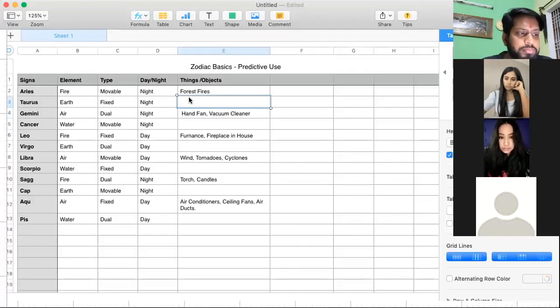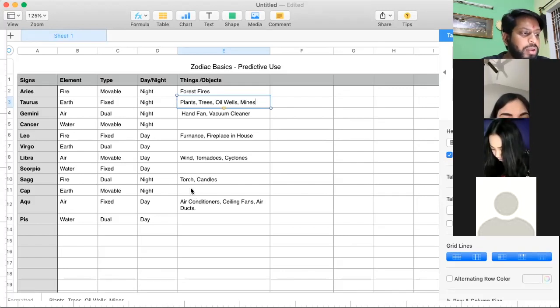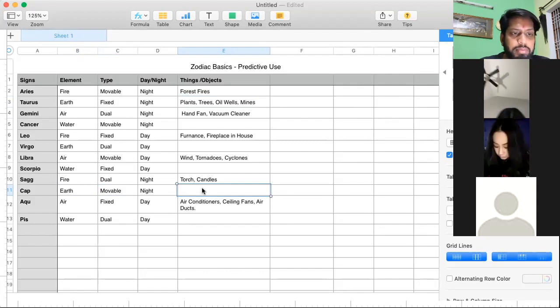Anything which comes out from the earth, or anything related with earth, like plants and trees. So earth sign, fixed sign: plants, trees, these are the things. Anything which is dual, even oil wells, mines, these are earth sign, earth element, but to fix it. But when you have to curve, which is earth and the movable, so what can it be?